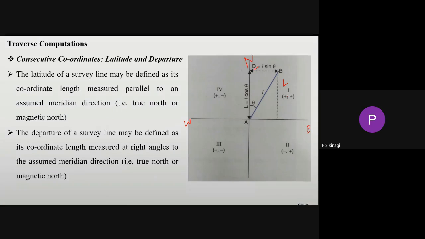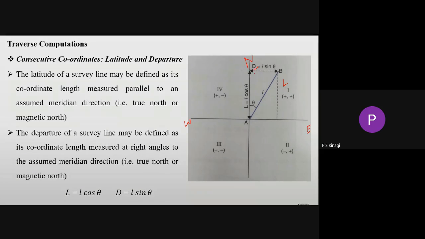Clear? So for calculation of latitude and departure, the two formulas are simple: latitude L is equal to small l cos theta. For departure, it is small l sin theta, by using trigonometrical relations.